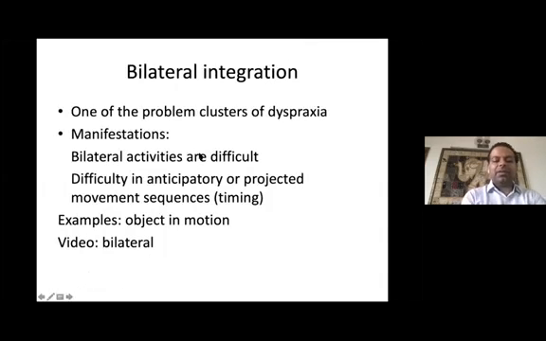Now, the second aspect or category of difficulties in praxis difficulties is about bilateral integration. This category of activities are those where the child would have difficulty in using two hands at the same time. He would also have difficulties in anticipating, or what we call the projected movement sequences, or timing his motor actions, which means that if the object is in motion, say catching a ball, then this child might have more difficulties than doing other usual physical activities. We can see how the bilateral difficulties look through a video.